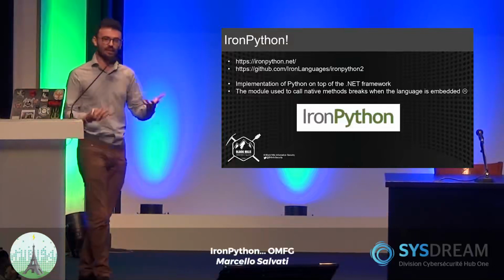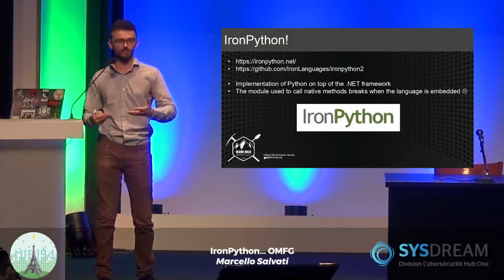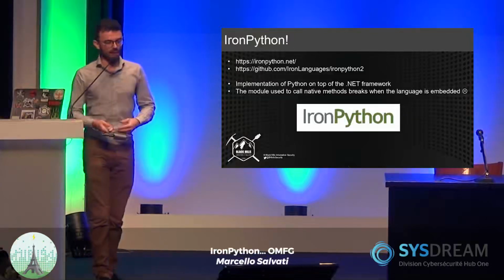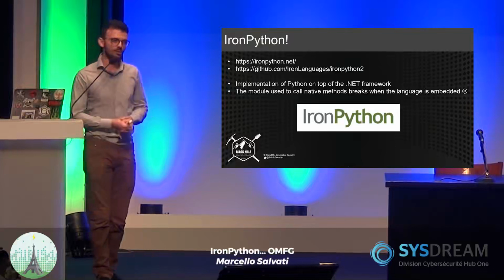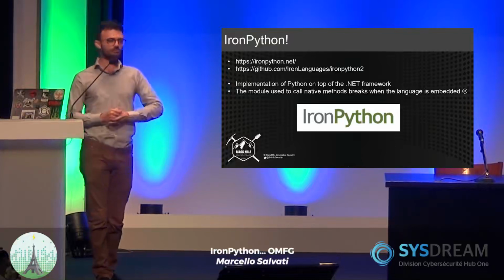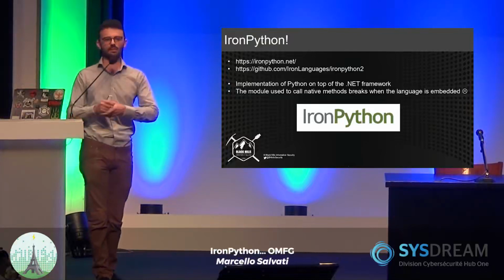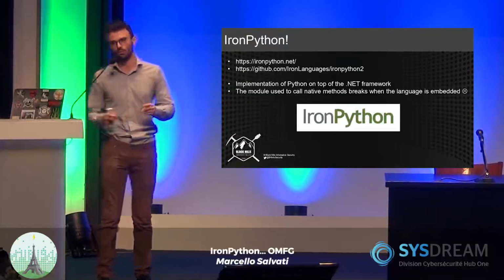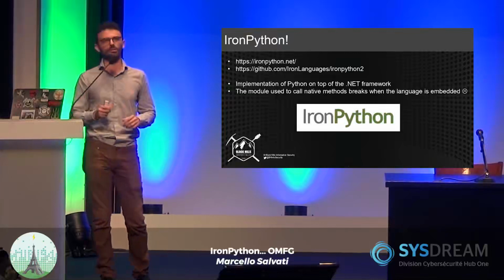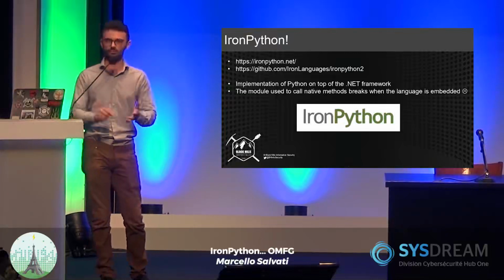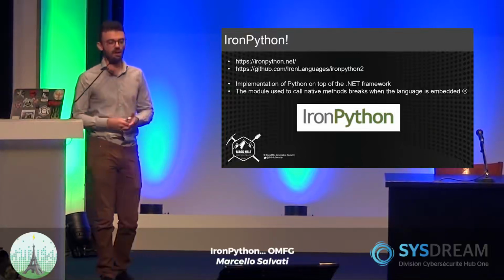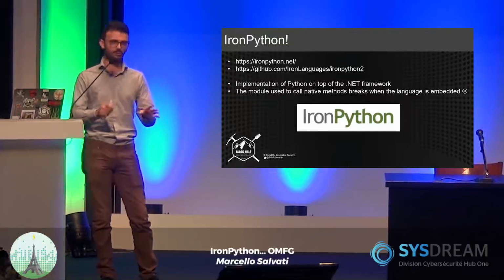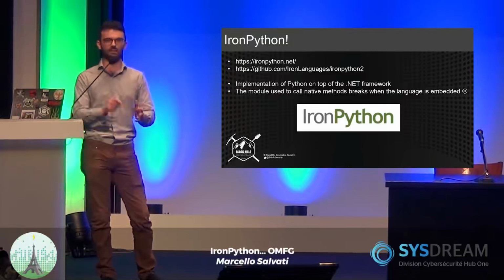But IronPython, again, is just a Python implementation on top of the .NET framework, okay? The biggest issue with embedding IronPython, though, is that the module it needs to execute native DLLs, to perform P/Invoke, which essentially allows you to call native functions, so Win32 functions, is a third-party module, and it completely breaks if you try to do it in memory.